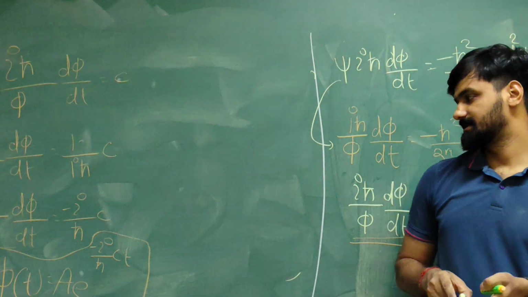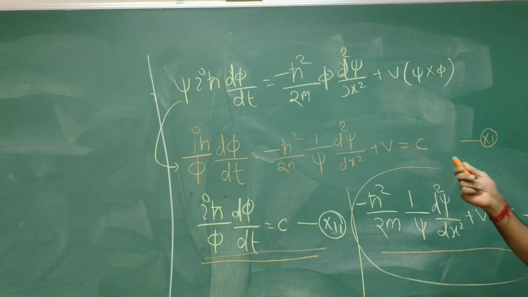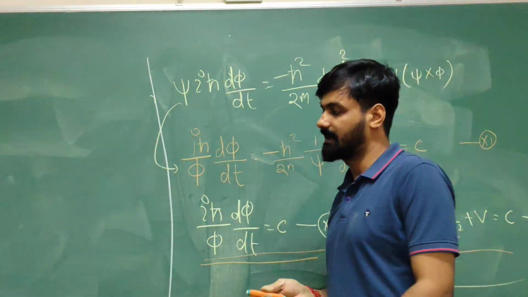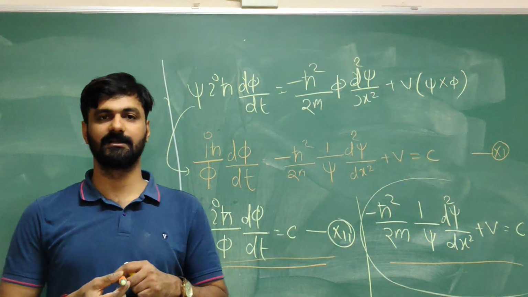So I will stop the class here. In the next class I will start the discussion about the spatially varying part, that is equation 13, and we will then finally combine phi and psi to get the final wave function, that will be a function of x and t. Okay, thank you.